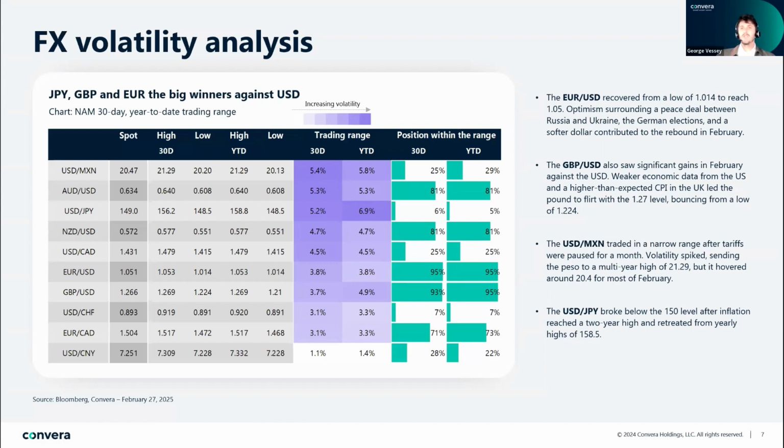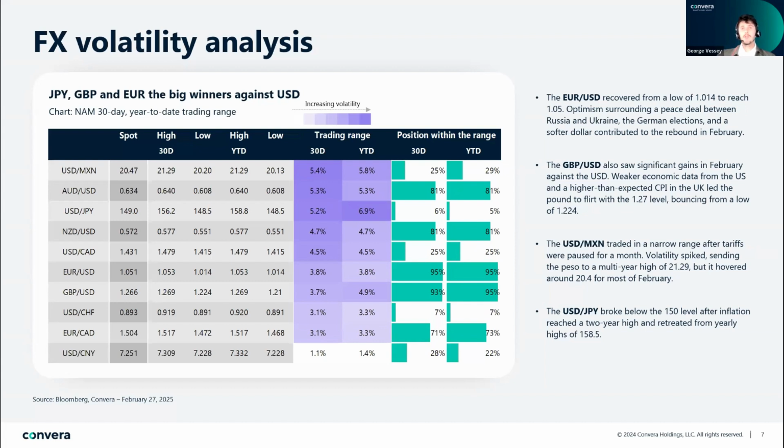And this was due to safe haven demand for the Japanese yen, but it also reflects a view that the Bank of Japan is expected to raise interest rates twice this year versus other major central banks cutting, which is narrowing rate differentials in the yen's favour. It was a slightly less volatile month for the pound and the euro, both swinging less than 4% in February against the US dollar, but both trading in the top 10% of their February and year-to-date ranges, partly thanks to the growing optimism that we saw for a while surrounding a peace deal between Russia and Ukraine.